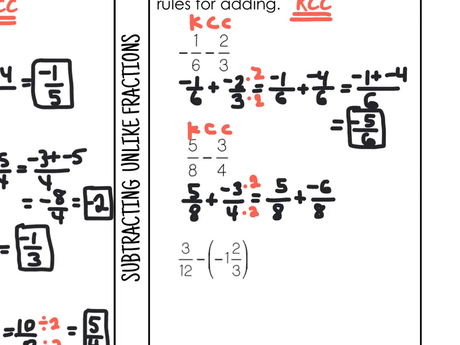Now look, we have a common denominator. Perfect. Now we can combine our numerators. Okay, 5 plus negative 6, that's going to equal negative 1. And then we put it over 8. And this is our simplest form, negative 1/8.